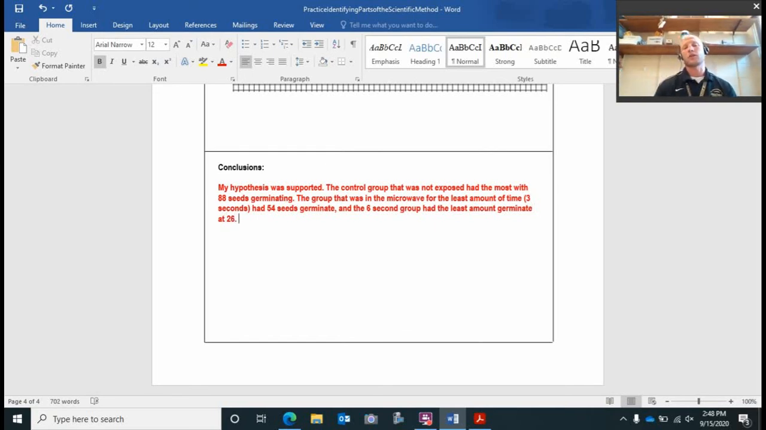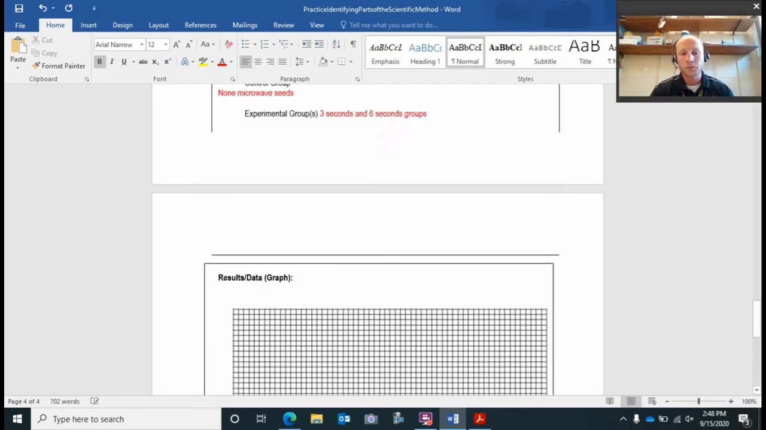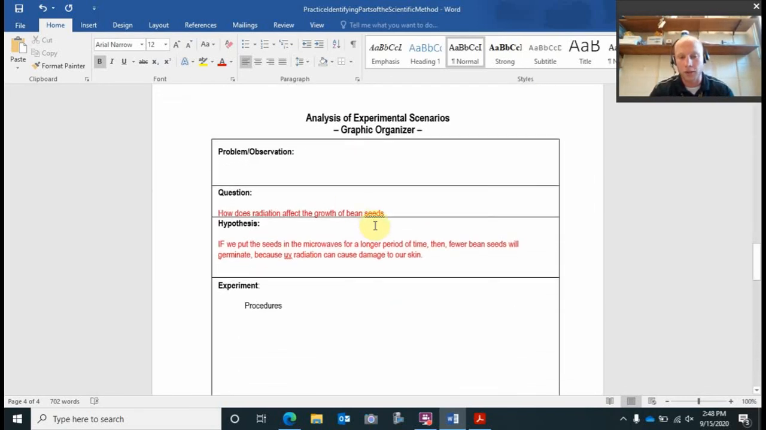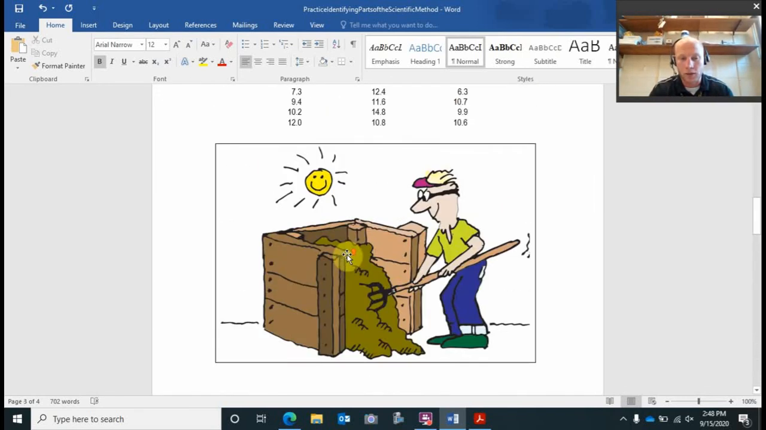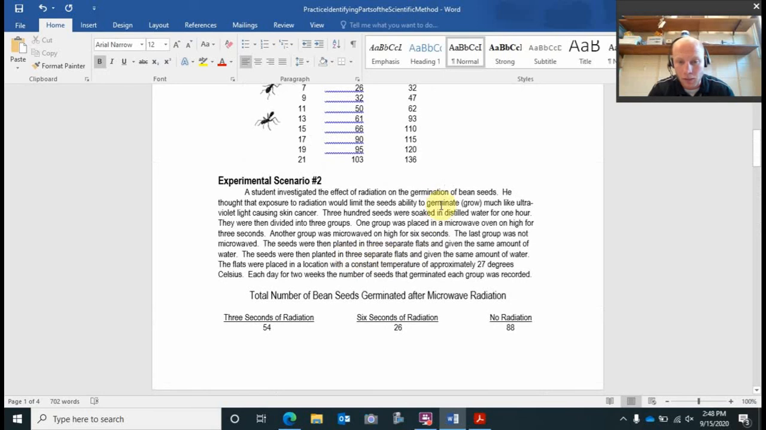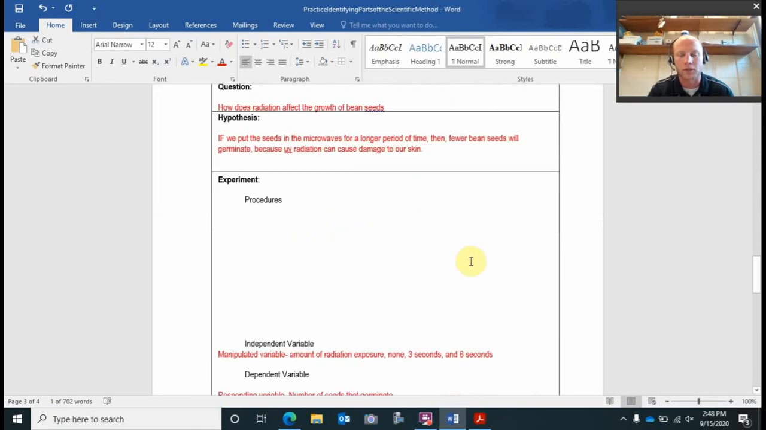So this is where we can start inferring. We can start reading in between the lines. Well, we said something about the UV radiation, right, of the skin. And that was also said up here. We know that exposure to radiation would limit the seed's germination, much like ultraviolet radiation light causes skin cancer. Okay, so that's kind of where we got that from.